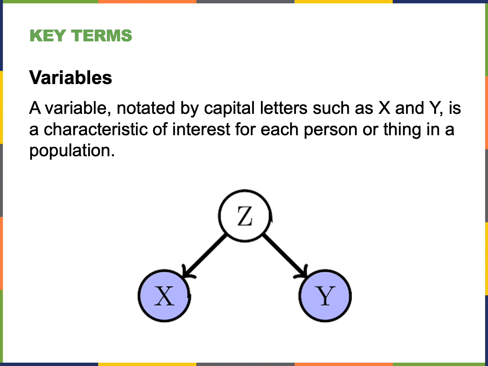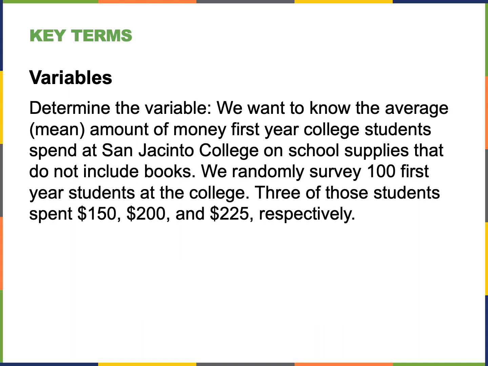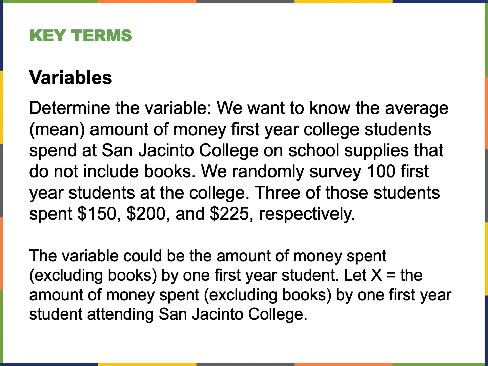So what are we interested in? What are we trying to figure out? Oftentimes it does end up being a number or representing a group of numbers, but it's just another way to describe a characteristic. So let's say here, for instance, we have the same situation. What would be the variable? An example of a variable could be the amount of money spent by one first-year student. That's something that's of interest. So X could be the amount of money spent by one first-year student attending SJC.